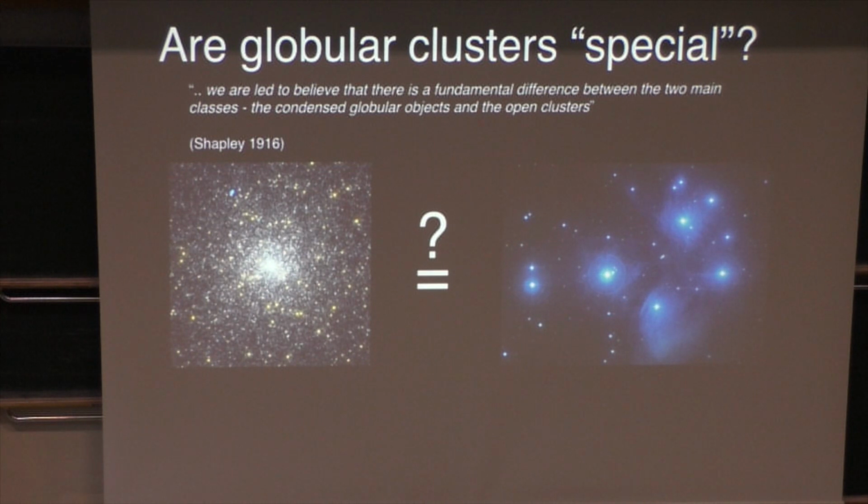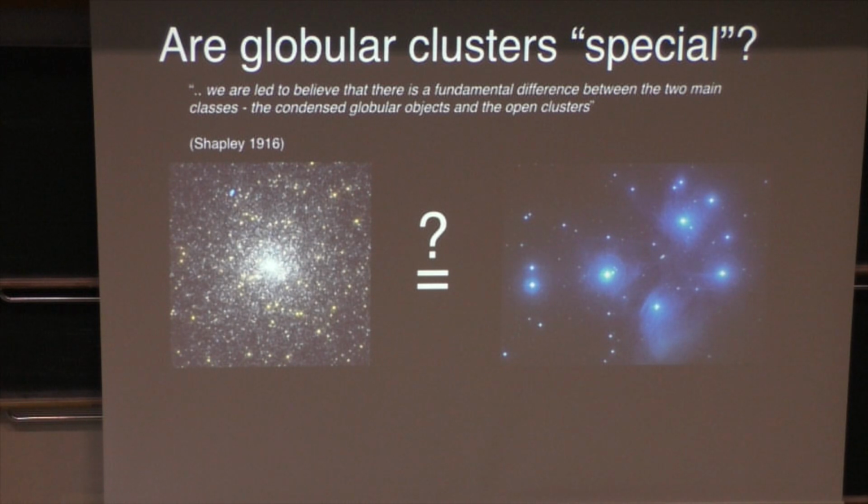So Shapley certainly thought that there was a fundamental difference between these two main classes, the globular clusters and the open clusters, and I think we owe this distinction to Shapley largely, or maybe we can blame it on him, based on your feelings about this. But this modern view of globular clusters and open clusters as two distinct things, I think, can be traced back to Shapley. It's not really clear that Herschel actually intended to make that distinction himself.